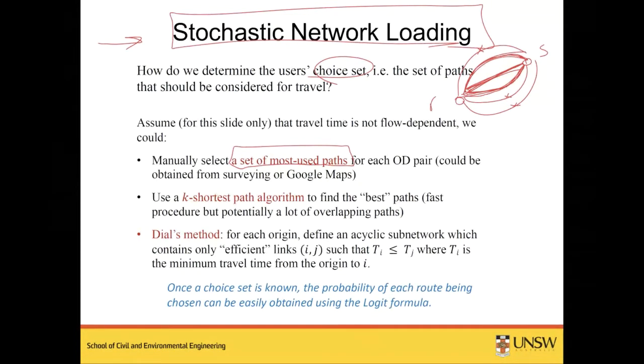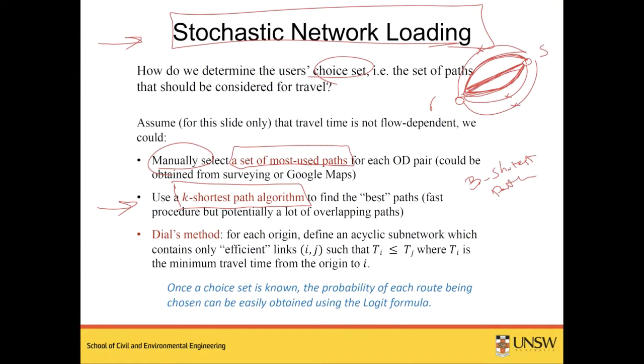So one way is to manually select a set of most used paths. The other approach, which is probably a bit more systematic, is what we call a K shortest path algorithm. Apply a K shortest path algorithm, meaning how about I find the 5, in this case it would be 3 shortest paths in this example. How about I find 3 shortest paths?